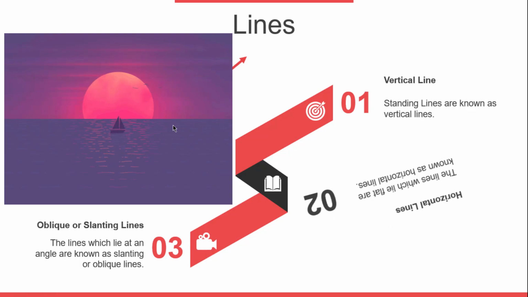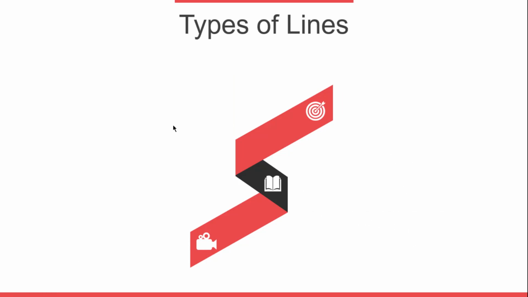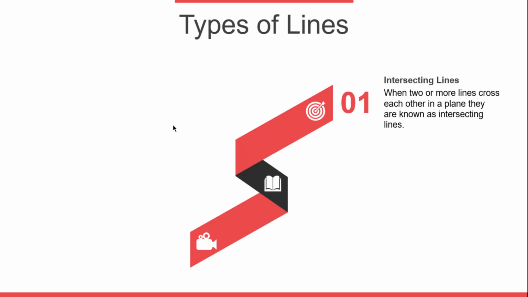Now, today we are going to learn about the types of lines. The first line that we are going to learn is intersecting lines. When two or more lines cross each other in a plane, they are known as intersecting lines. What does this mean? This means that two lines are going to cross through a common point. They are going to meet each other at a point and they will continue going in either direction. So here you can see that these lines are meeting at the point C. When they meet, point C becomes the point of intersection. We will learn about the point of intersection in our following classes.